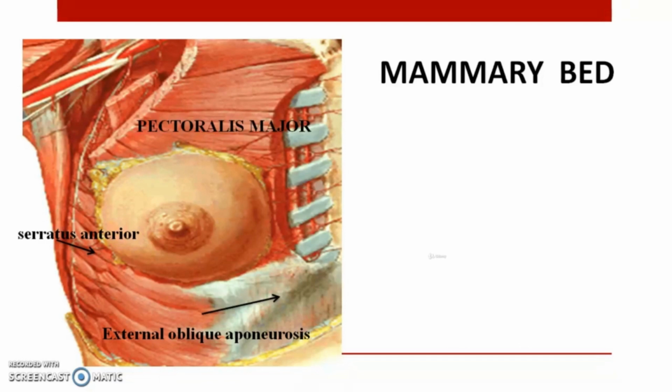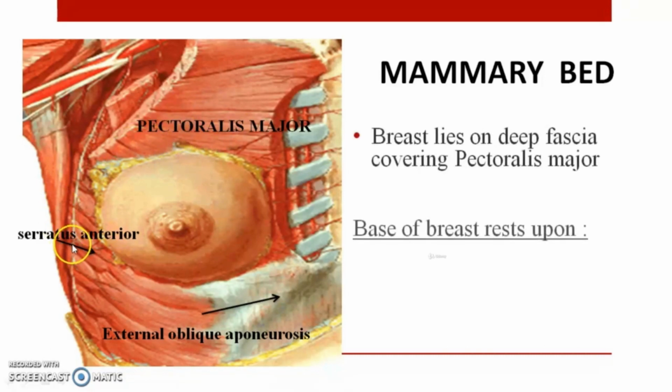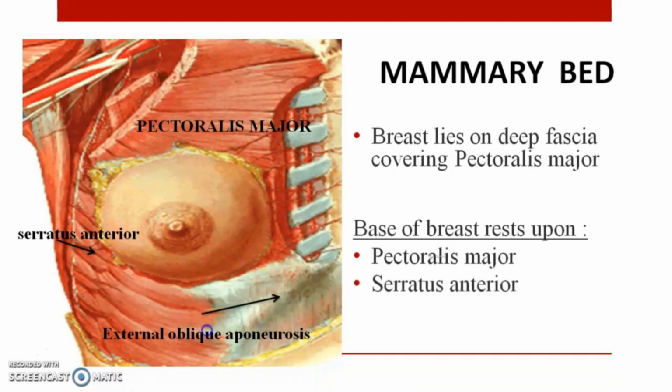So the mammary bed structures are three muscles. One is pectoralis major, which you are seeing here. So pectoralis major muscle, then we have serratus anterior in the lateral aspect, and then we will be having external oblique aponeurosis in the lower part. So the breast lies on the deep fascia covering the pectoralis major, and this base of the breast is formed by three muscles, especially pectoralis major from above, and then laterally serratus anterior, and in the lower part external oblique aponeurosis.